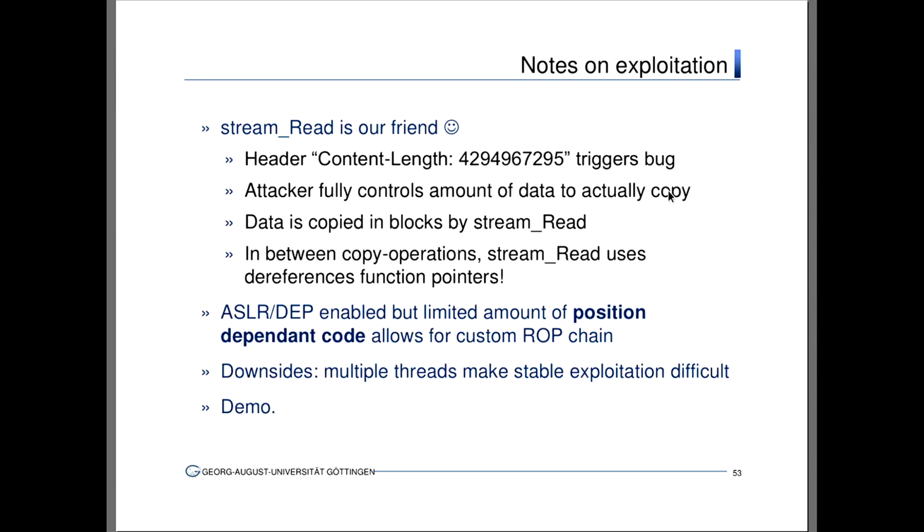And now the nicest thing of all, and this is why we control EIP on this: in between those copy operations, streamRead dereferences a function pointer. So if you overwrite this function pointer, then you control EIP. Now, ASLR and DEP are enabled, but there is a bit of position-dependent code that we can use to build a small ROP chain for the exploit. The downside is this is not so stable, at least for my POC exploit. So I'm going to show you a POC exploit now, a proof of concept, but I only took a couple of days for this, so it's not very stable, but yeah, it will work at some point.